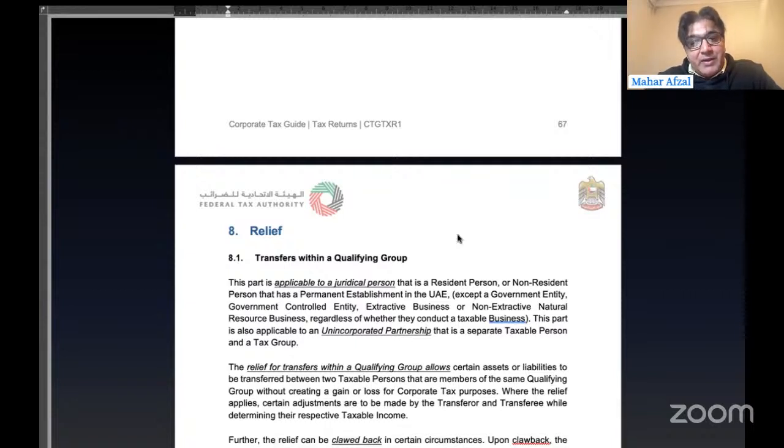Interest income and interest expense will be netted out. Interest limitation rules are applicable on net interest. They are not applicable on separate income or expense, but we need to net it out. Then interest limitation rules will be applicable.